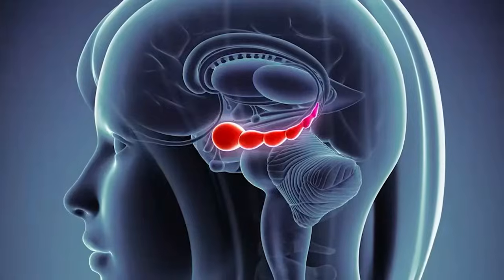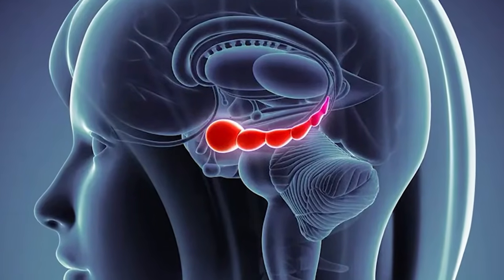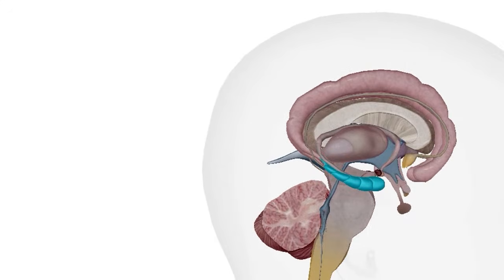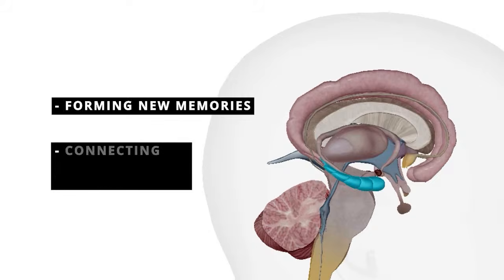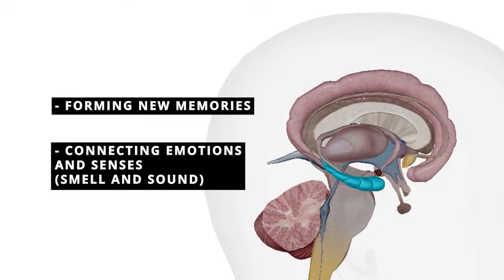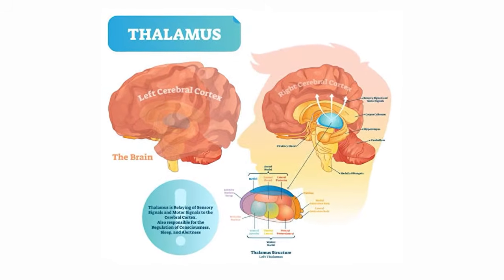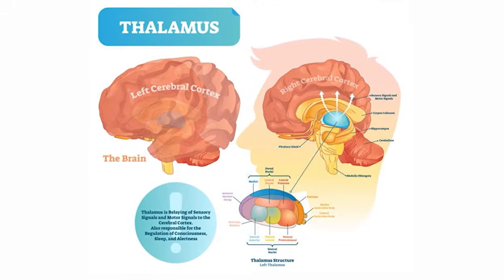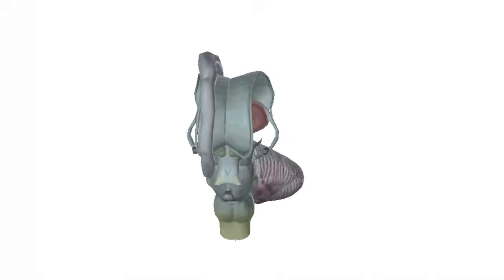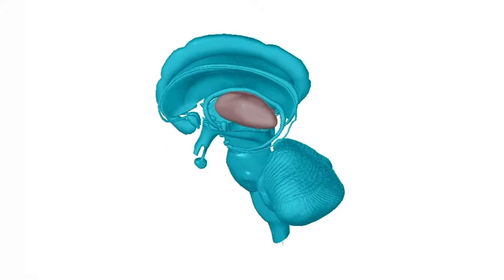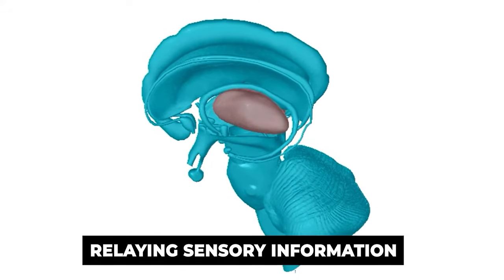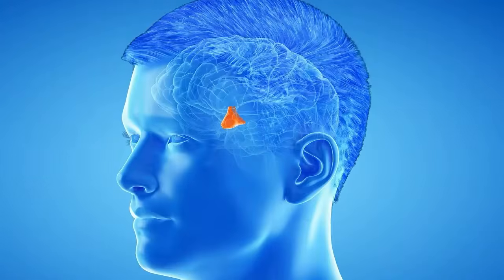Hippocampus. Located in the medial temporal lobe, the hippocampus plays a critical role in forming new memories and connecting emotions and senses, such as smell and sound, to memories. Thalamus. While primarily a relay station for sensory and motor signals to the cerebral cortex, the thalamus does have connections with the limbic system and is involved in some of its functions, especially in relaying sensory information.